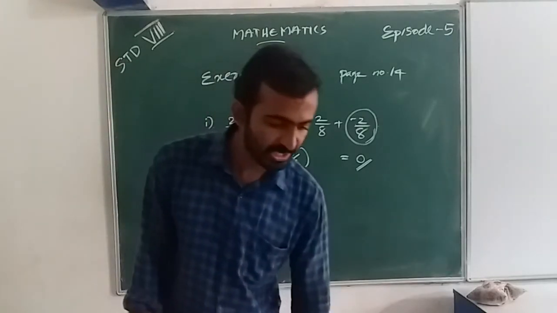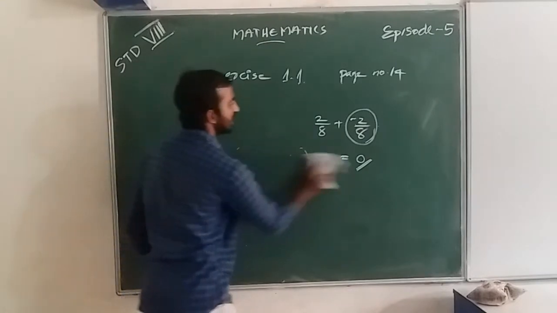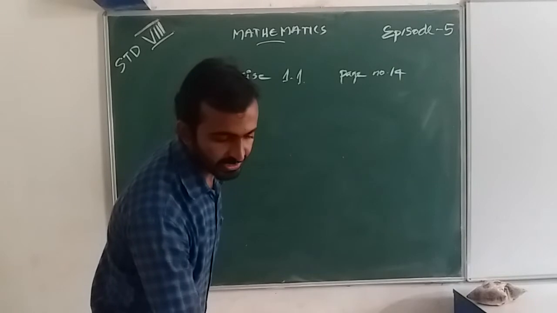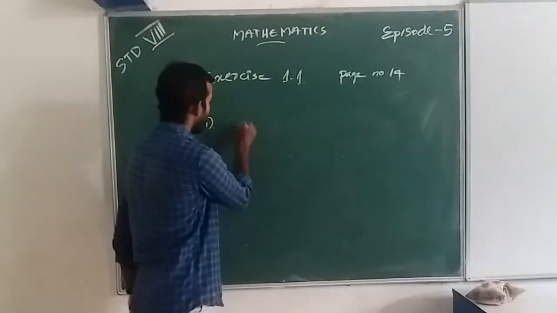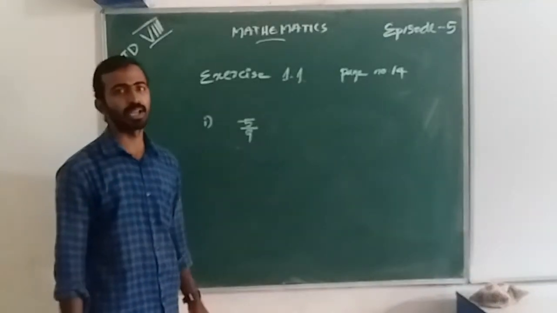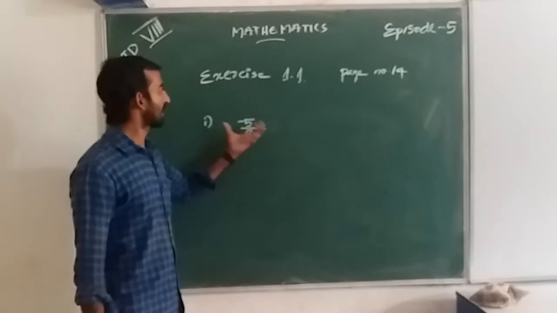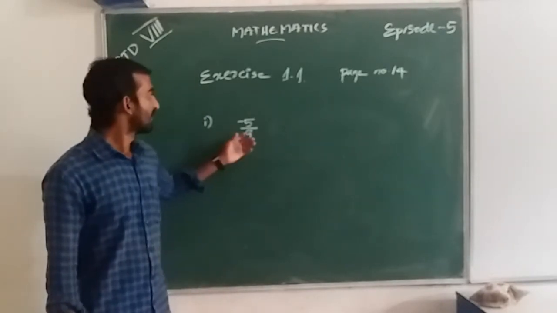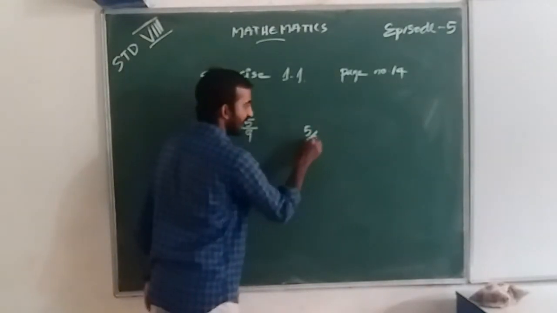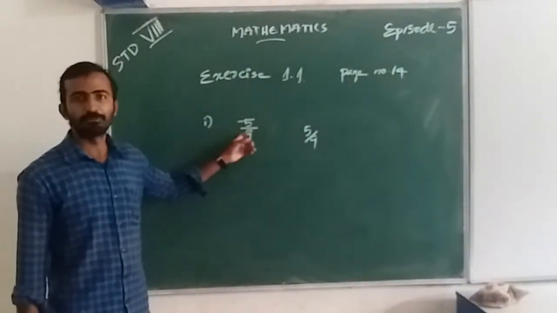And the next one, the second one, is negative 5 by 9. What is the additive inverse of negative 5 by 9? That is, 5 by 9 is the additive inverse of negative 5 by 9.